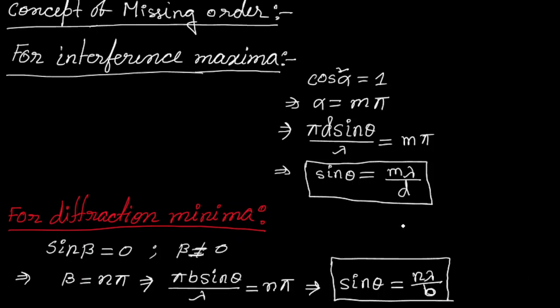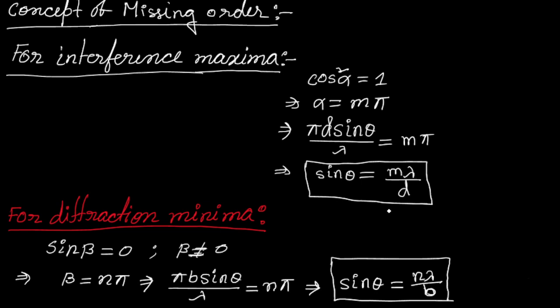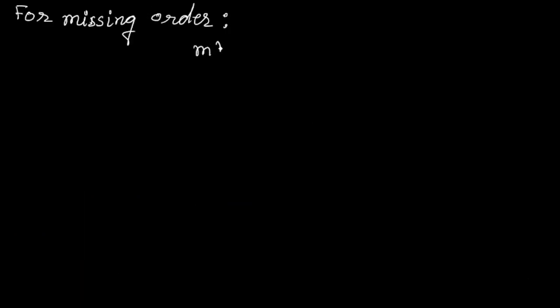So for that, we have to make these two equations equal. If theta is the same value for interference maxima and diffraction minima, then sine theta will be the same in both equations. If sine theta is the same, then the right side should be the same. So for missing order, we can make the right side of both equations equal. When you make them equal, what will we get? We'll get m lambda divided by d equals n lambda divided by b.